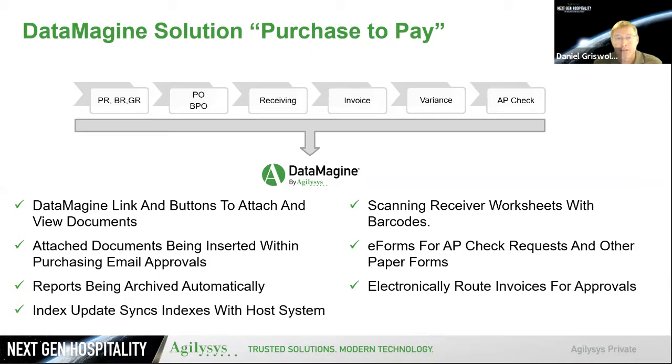Capturing the reports that are being generated. With Stratton Warren, there's a lot of reports that typically would be printed. We're going to capture those electronically and archive them automatically, so there's no paper needing to be generated.